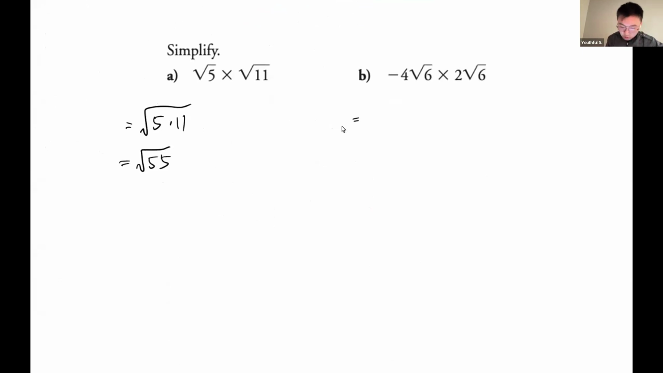Here, like the mixed fractions, we want to focus on the same types of values. So we have the constants. -4 times +2 is -8. Then we focus on the radicals. So root 6 times root 6, that's the square root of 6 times 6, so -8 times 6, which is equal to -48. So yeah, we can just do that separately.